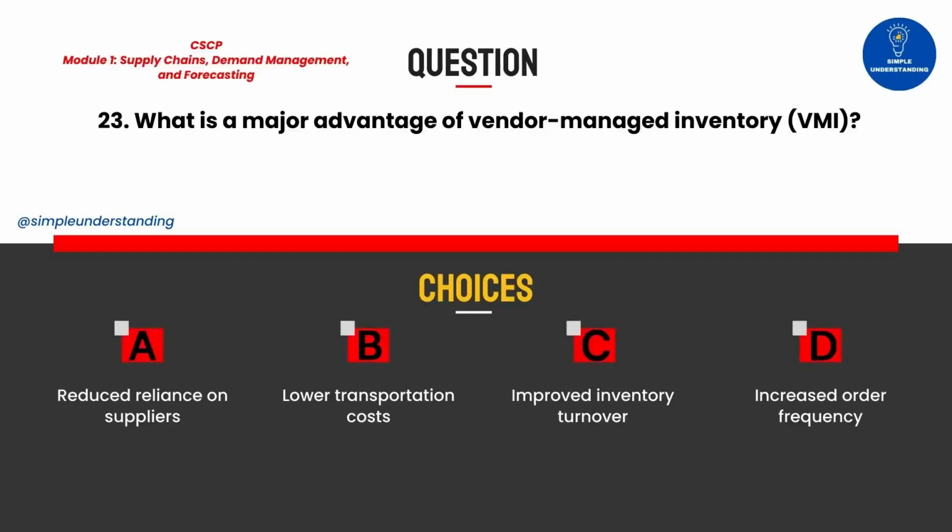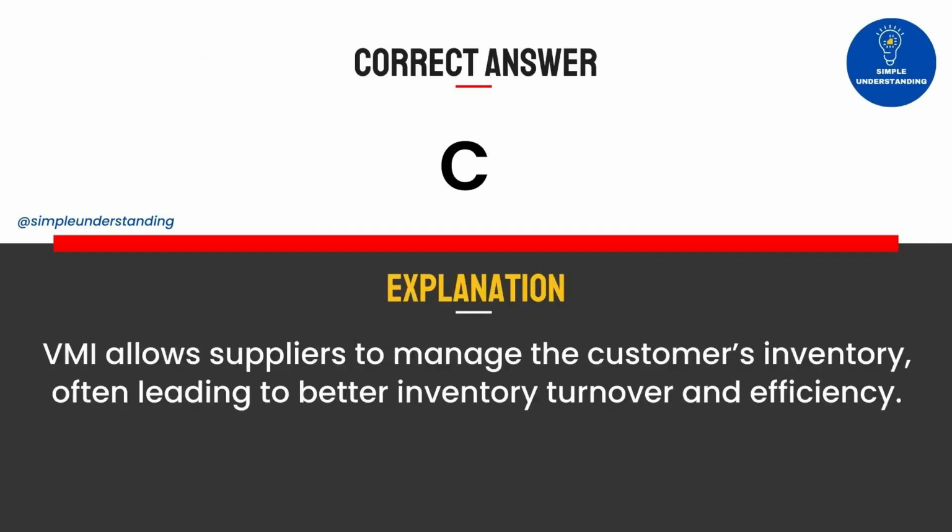23. What is a major advantage of vendor-managed inventory (VMI)? A. Reduced reliance on suppliers. B. Lower transportation costs. C. Improved inventory turnover. D. Increased order frequency. Correct answer: C. Explanation: VMI allows suppliers to manage the customer's inventory, often leading to better inventory turnover and efficiency.